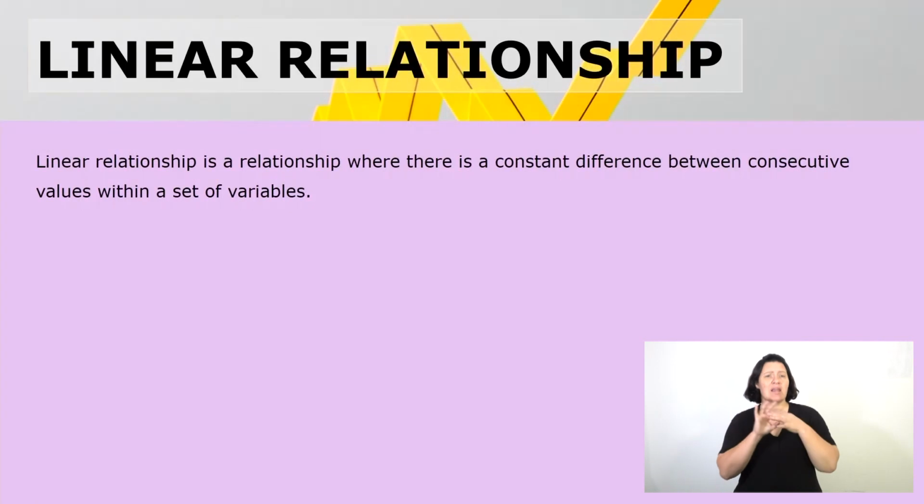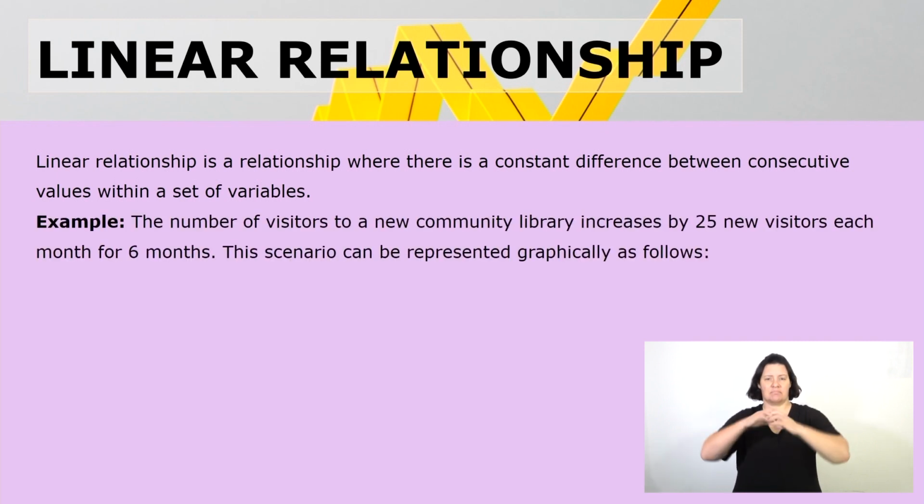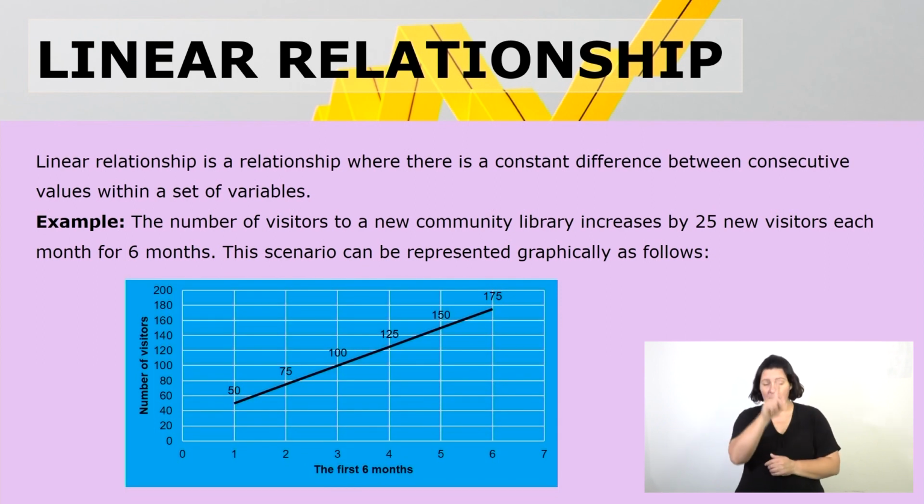Linear relationship is a relationship where there is a constant difference between the consecutive values within a set of variables. Here is an example. The number of visitors to a new community library increases by 25 new visitors each month for 6 months. This scenario can be represented graphically as follows. So remember, in 6 months, every month, they add new visitors on top of visitors that they have. So you can tell that the graph, when you look at this, is increasing.